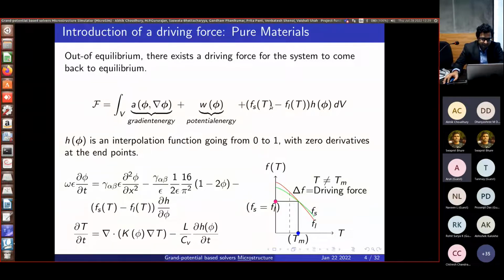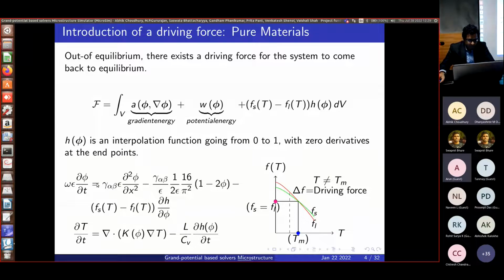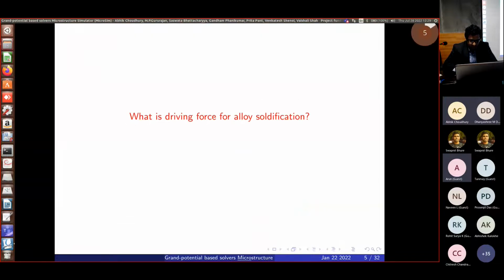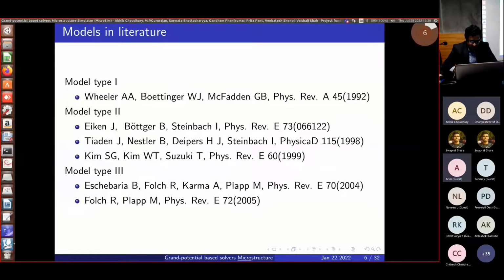So essentially you can derive the evolution equations for phi and the temperature, which is the dependent variable over here, as a function of time using the classical evolution equations, which follow from the variational derivative of the functional. Now, this is for solidification of pure materials, and what we really want is to extend it to any multi-component alloy. So we can extend it the same way.